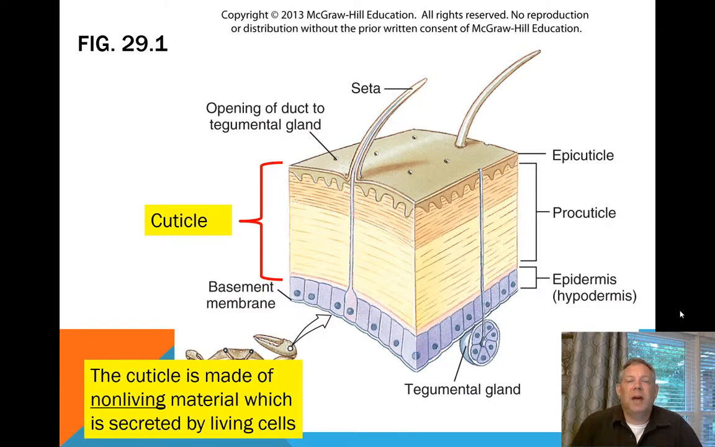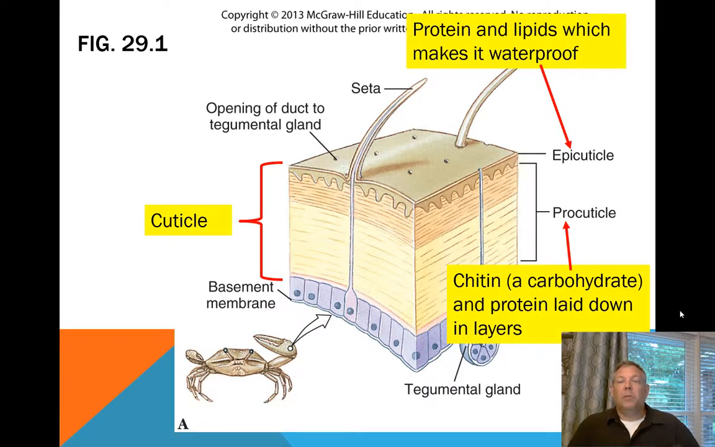We've mentioned it in the past a couple of times, and here's a diagram from your book. Again, we want to point out the cuticle is non-living, so it's non-cellular. Now it's secreted from a living cell, so you have a layer of epidermis that secretes this non-living cuticle. And we can break the cuticle down into a couple of layers. Your outer layer is the epicuticle, and your inner layer is the procuticle.